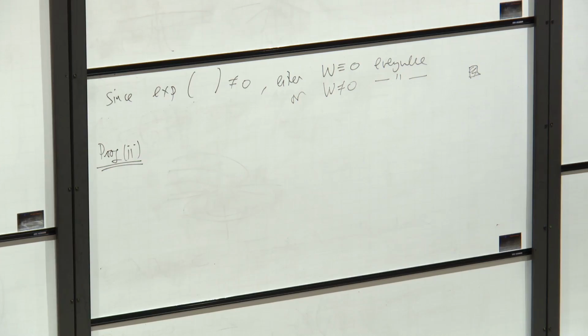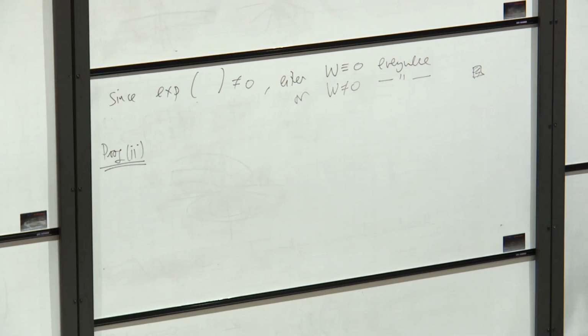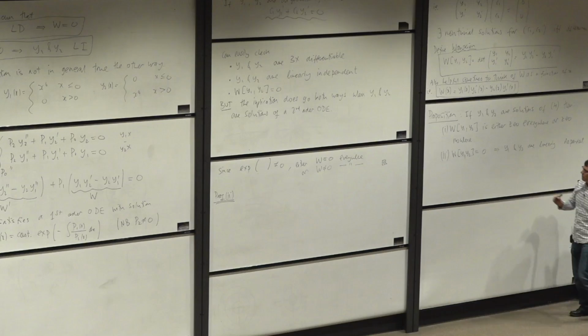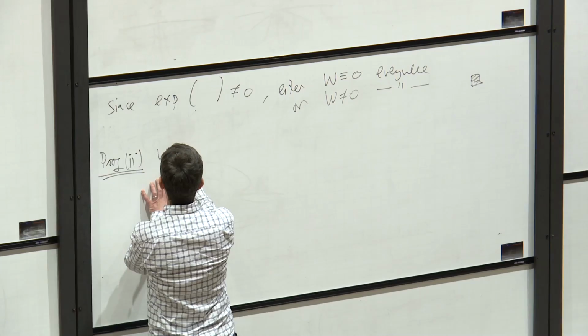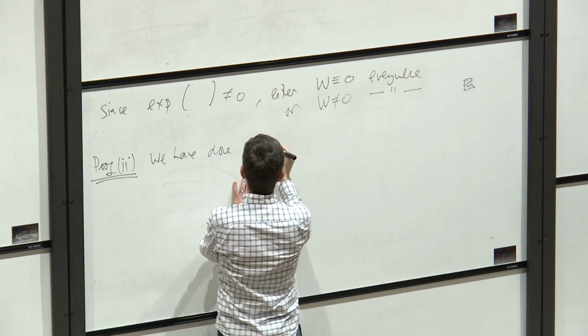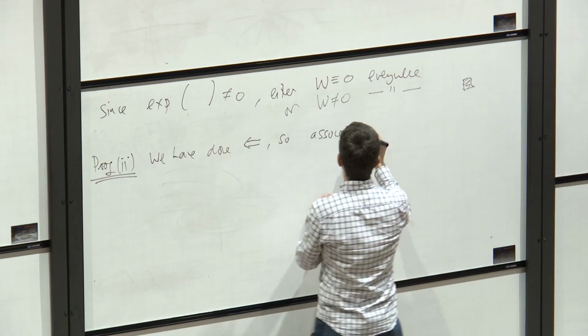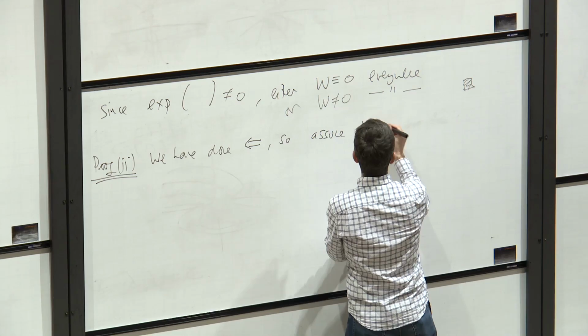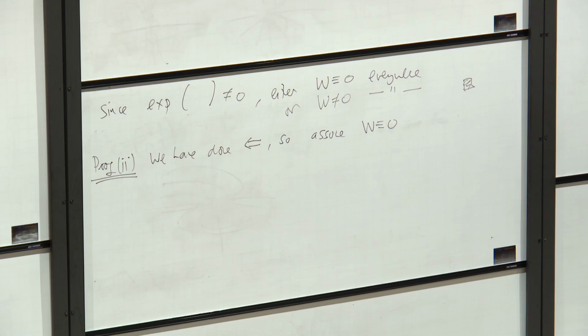For the second part, we've done that one. So the thing we need to do is the other way. That's what remains to be done. So what I need to do is the implication going in the right direction. Let's suppose W is zero, and I'm trying to show that then y1 and y2 have to be linearly dependent.